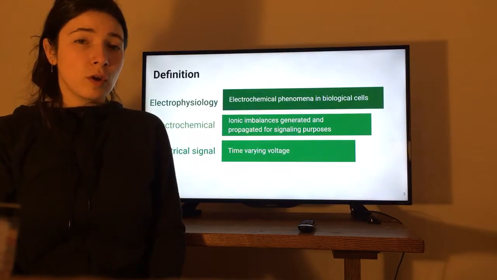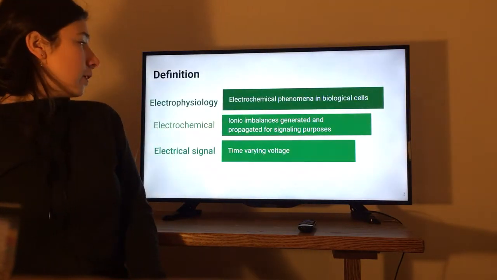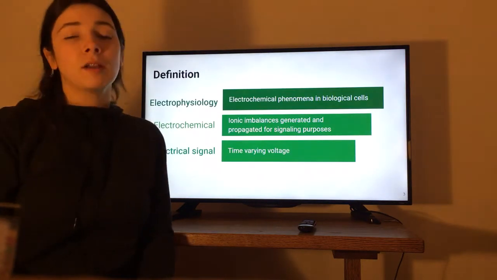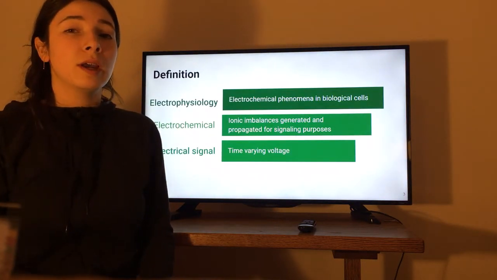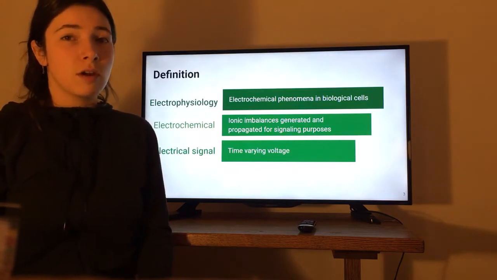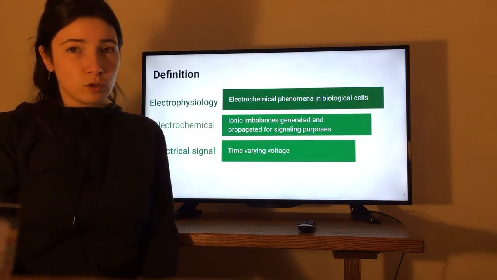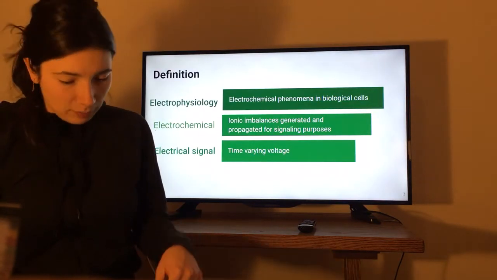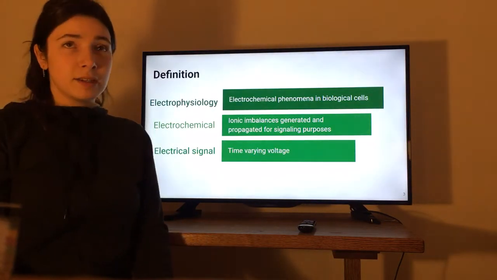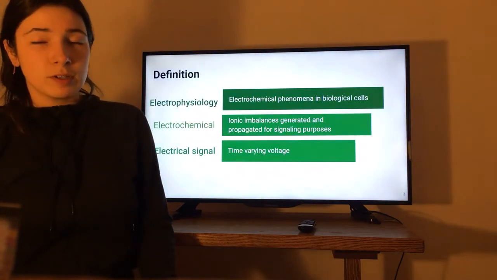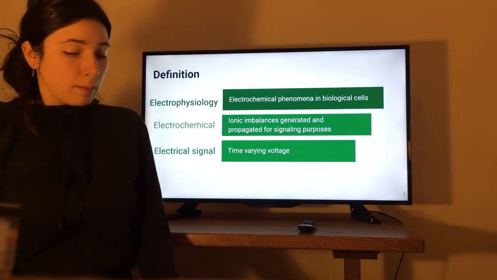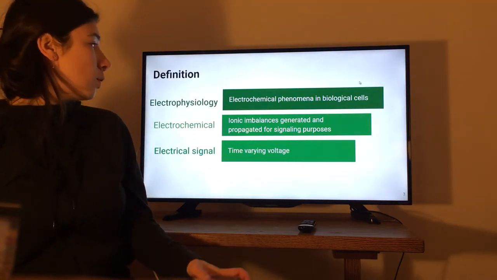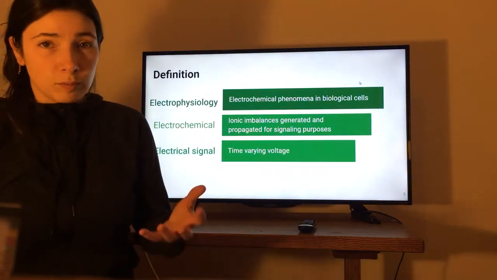So first off, what is electrophysiology? Electrophysiology is any electrochemical phenomena happening in biological cells. This applies to any living biological cell, not just plants. And if we were to zoom in one layer deeper, what is electrochemical? It is the ionic balance generated and propagated for signaling purposes. What I like to focus on in this is signaling purposes, so it means any ionic shift, plus or minus.